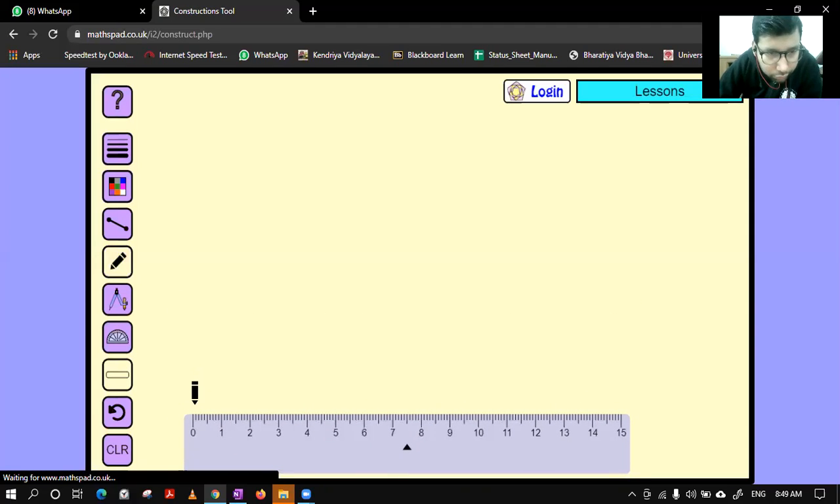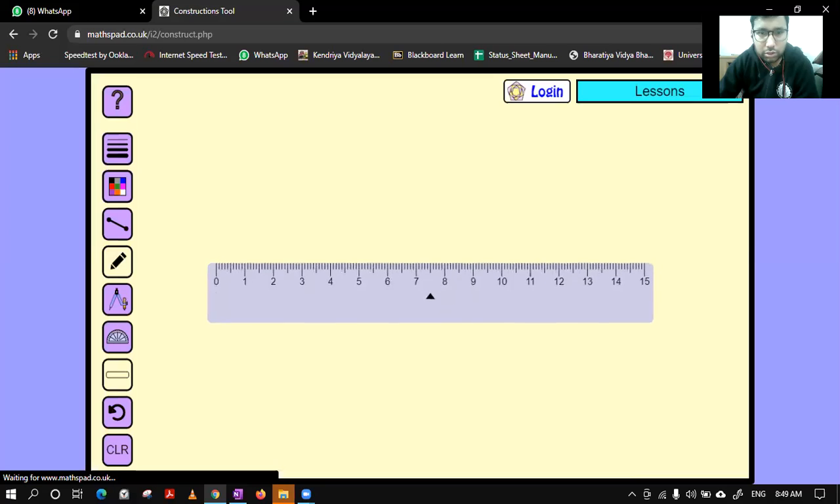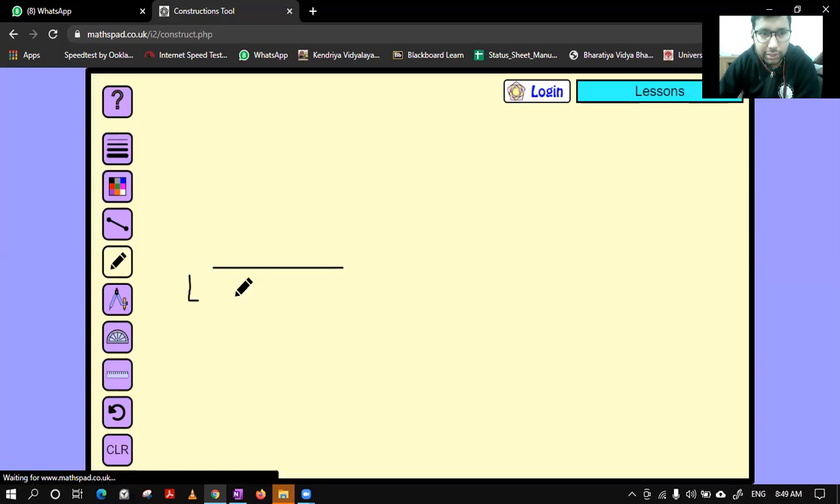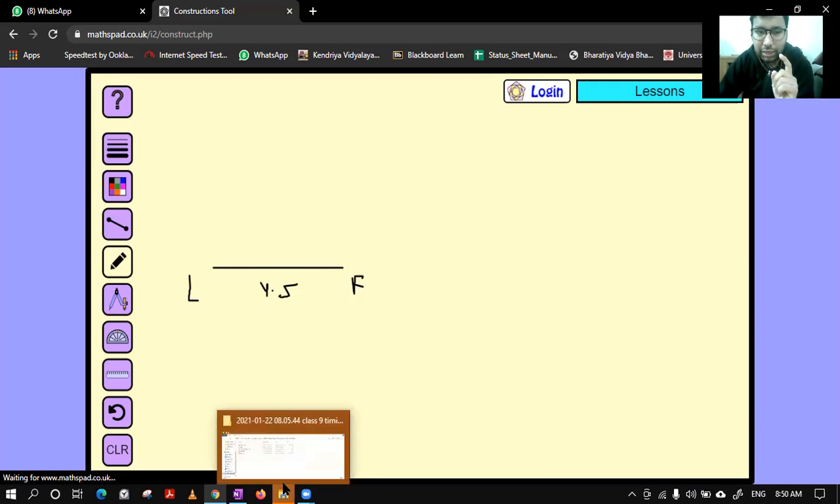Let's take the pencil. 4.5 centimeter. Okay, this will not work now because the diagram has to be in the middle. 4.5 centimeter. I think it is fine. Now we have to name it as LF. This is L, this is F, and this is 4.5 centimeter. The first step, so draw LF equal to 4.5 centimeter as shown.